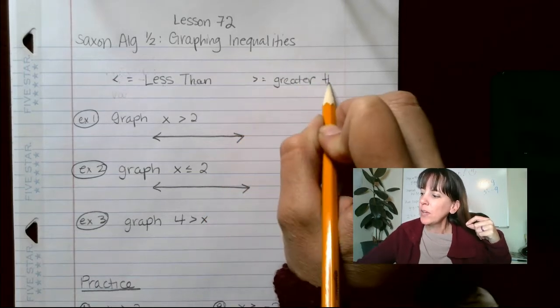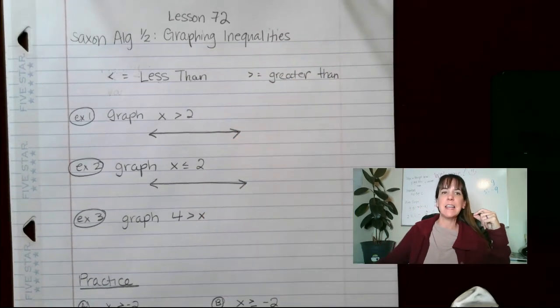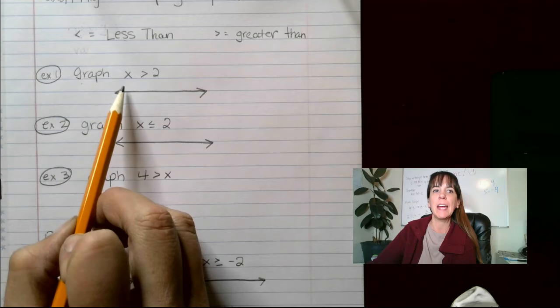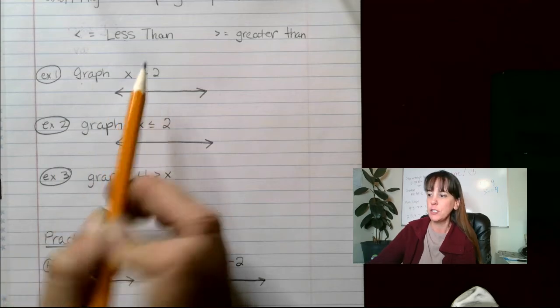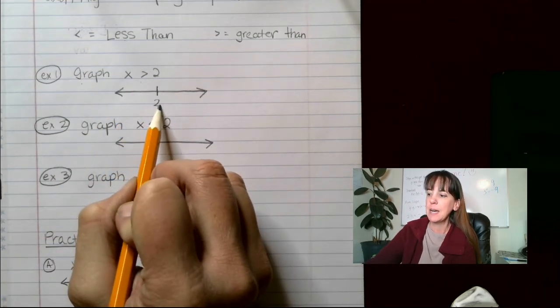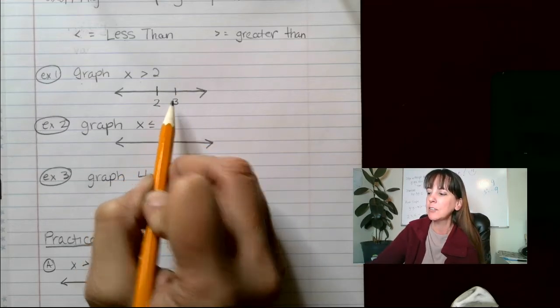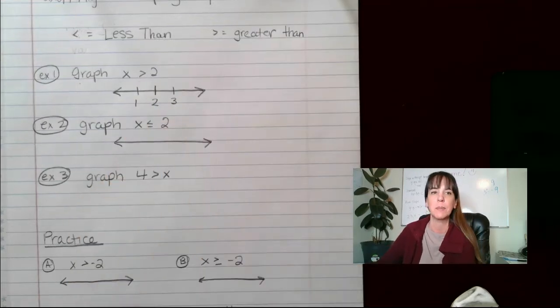The big thing with graphing these is they always have to be written in order, meaning your variable has to be on your left-hand side. Here's how you do it. If I wanted to graph x is greater than 2, I put 2 right smack dab in the middle and I give it context. What I mean by that is I put a number on either side of it to show where it is on my number line.